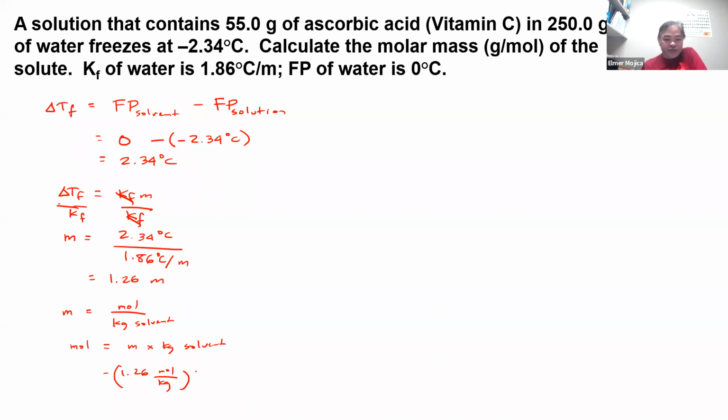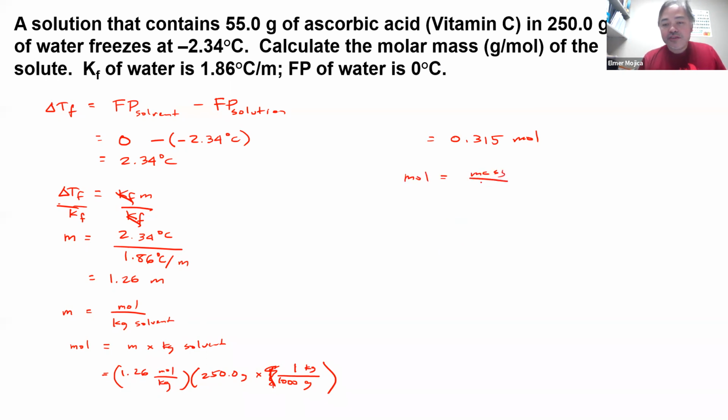Now, you have here 250 grams, convert it to kilogram. So for every 1 kilogram, you have 1,000 grams. So based on this one, you will get around 0.315 moles.